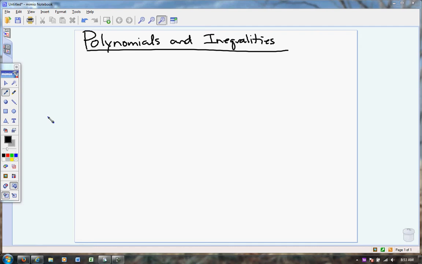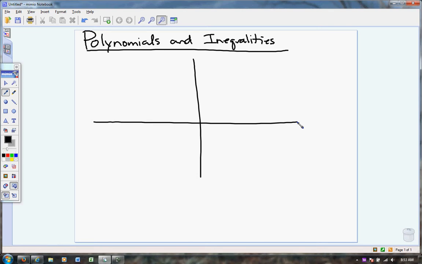Today we're going to work with polynomials and inequalities, and this is actually a very good topic for a pre-calculus student because of what happens in calculus. And one of the first things that we need to understand is, let's say that I've got some graph of a polynomial. Go ahead and sketch that graph.